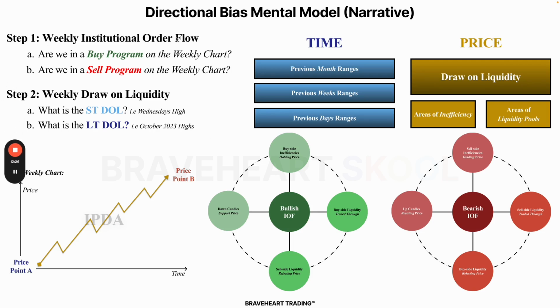Weekly institutional order flow, draw on liquidity, some mental models to help with that. So like A to B, you've got institutional order flow in the middle, and you've got the draw on liquidity from A to B. But how is it going to go from A to B? It's going to do so with all of these components of institutional order flow, which are based on draw on liquidity, inefficiency in liquidity pools, but also monthly, weekly, and daily ranges.